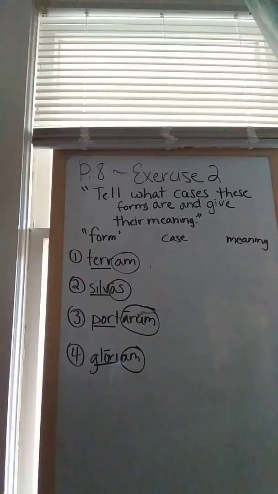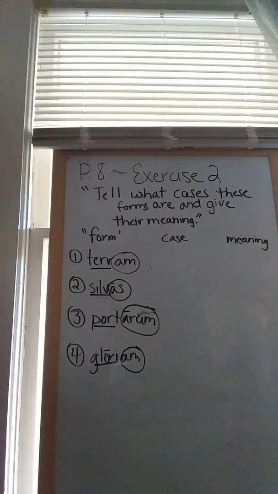So I'm looking at page 8, exercise 2 in review. Tell what cases these forms are and give their meaning. That is the actual instruction from exercise 2 on page 8 of your Purple Henley Latin book. And so to begin with, we already know what a form is. A form is simply the stem of a Latin noun and its ending.